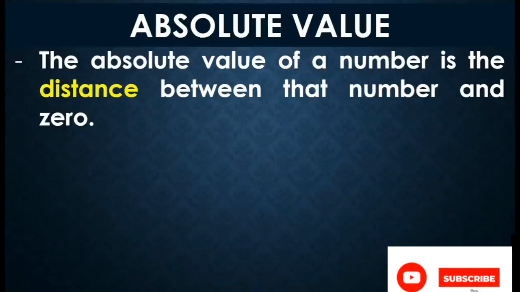The absolute value of a number is the distance between that number and the 0. Good. That means from the center to the number, either from left or right.